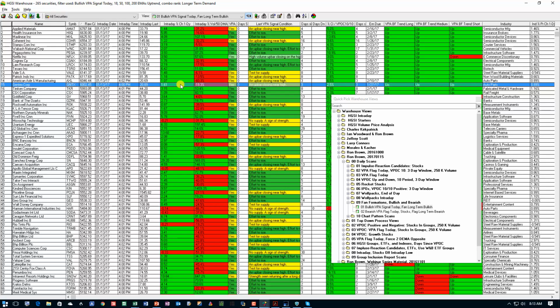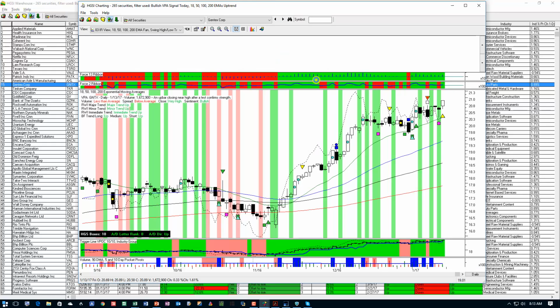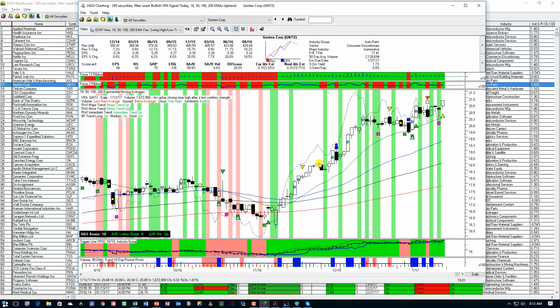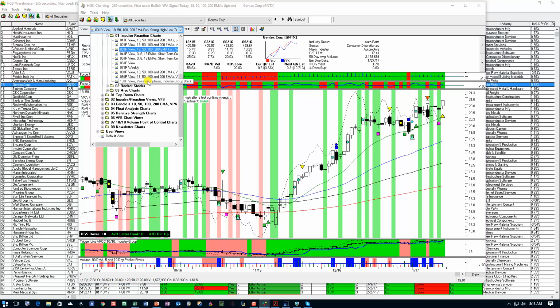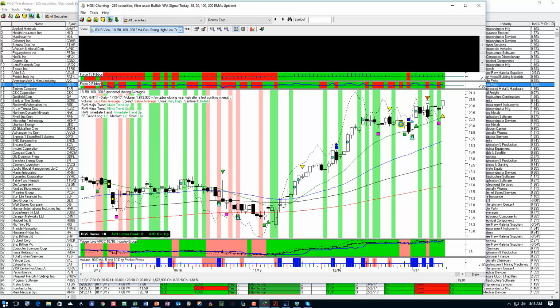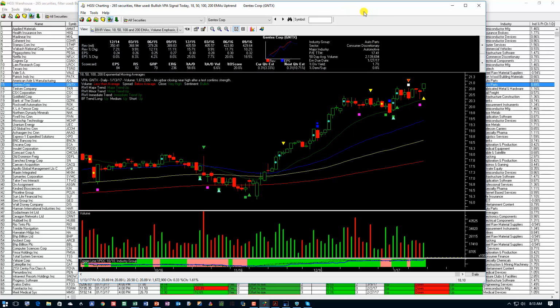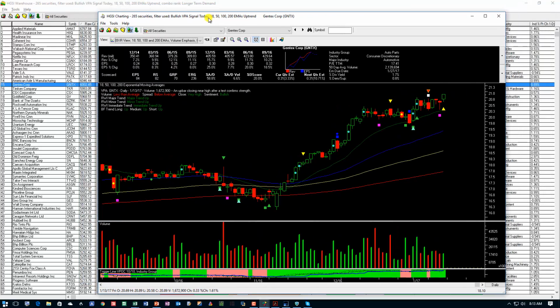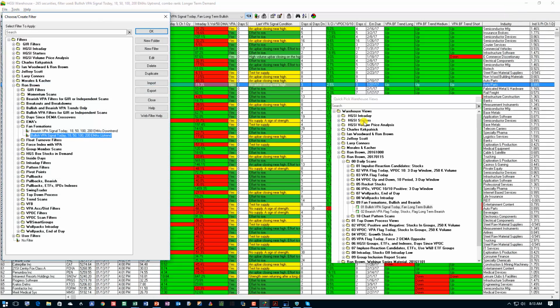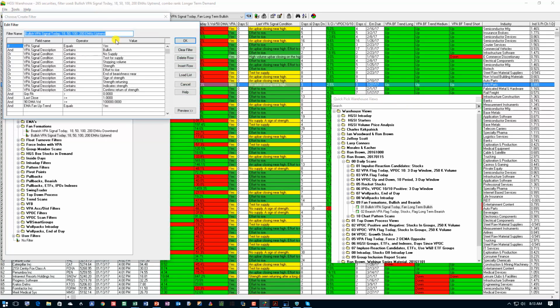I'm going to go back to Gentex and point out when the flags and signals would have occurred with this stock. Now, let's go back to that black chart, just the plain one, and the filter. I'll bring up the filter so you can get an idea of what this does, what the requirements are.